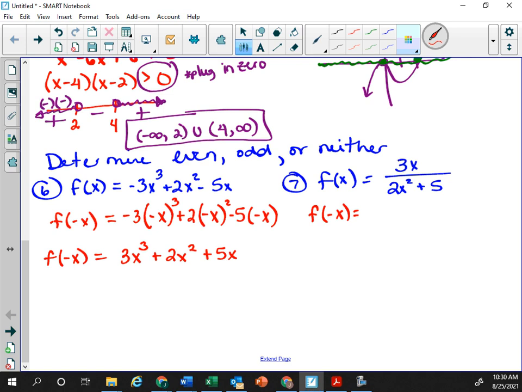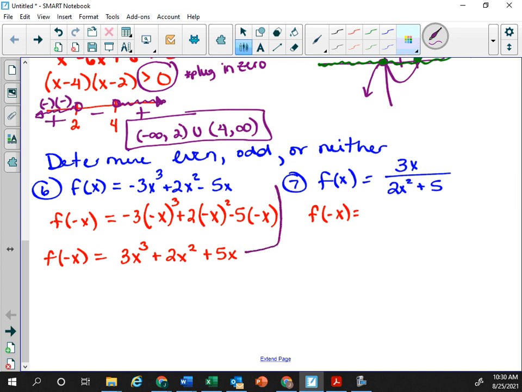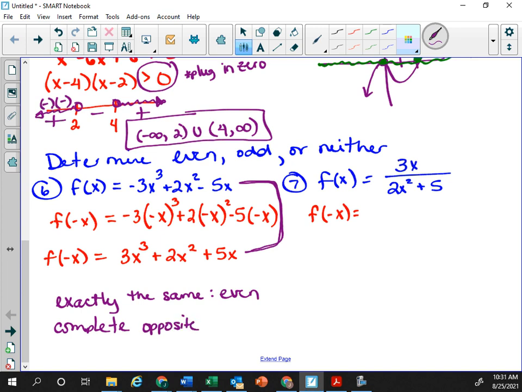Then how you determine your answer. You compare the one you just found with the original. If it is exactly the same, that means it's an even function. Okay, if it's the complete opposite, meaning every single sign has changed, that is odd. And if it's just different, then that's neither. So what do you think on this one, guys? Neither. Yep.